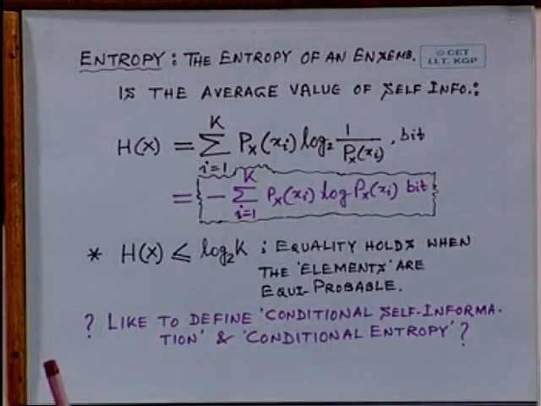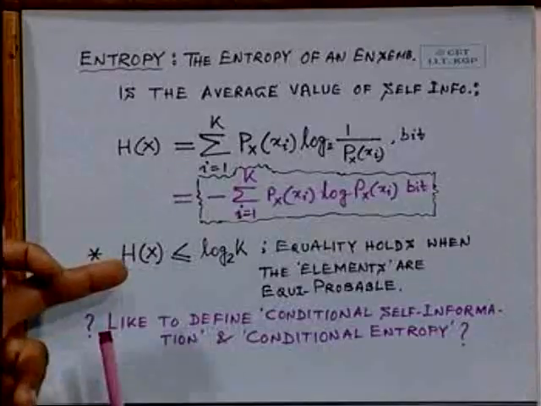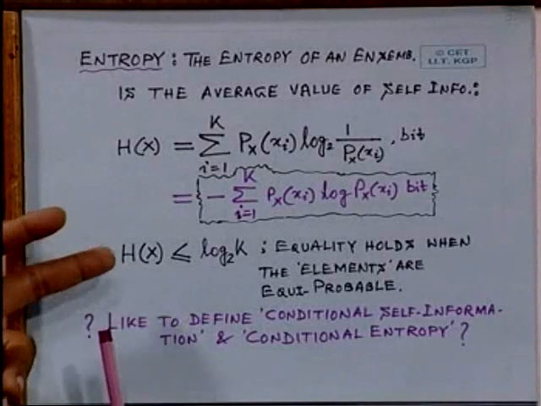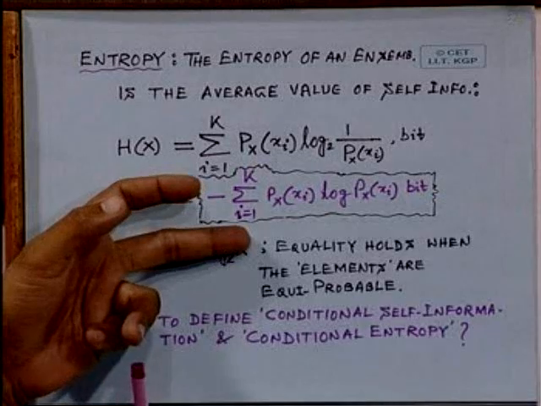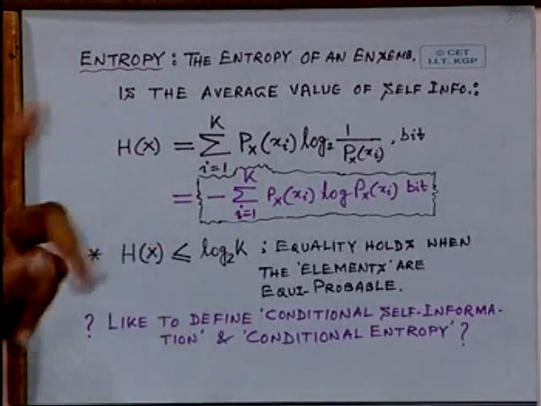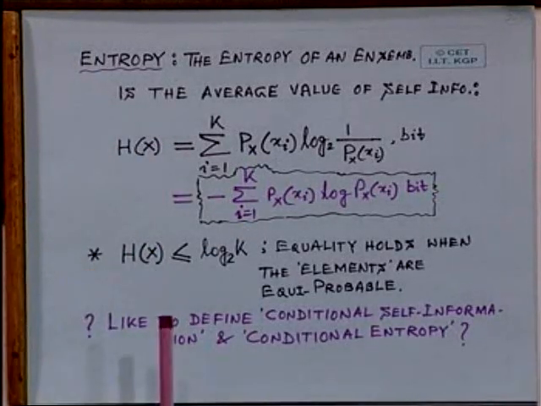Like in our binary symmetric channel, at the input I can define ensemble X, and we assume that probability of x1 is equal to half, equal to probability of x2. So, for those cases the average entropy, or the average value of self information, was equal to log of k. K was 2 in that case really. So, it was 1 bit, the entropy was also 1 bit.